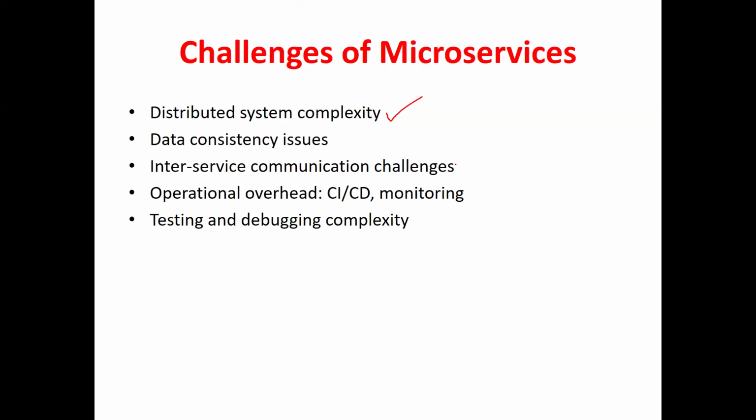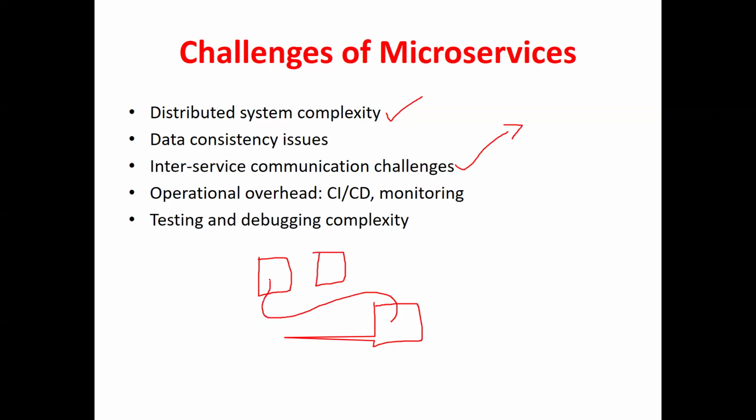Service communication. Again, service communication can be synchronous and asynchronous, like event-based communication. When you have a user service and a product microservice, and now you have a cart microservice, the cart microservice depends on the user and also on the product. This kind of inter-service communication is one of the challenges we have.